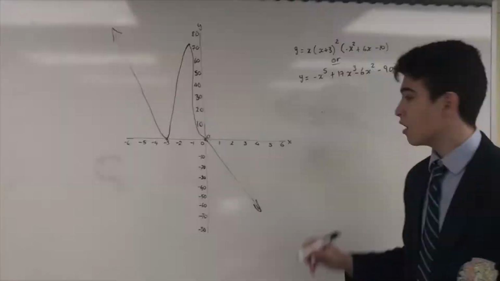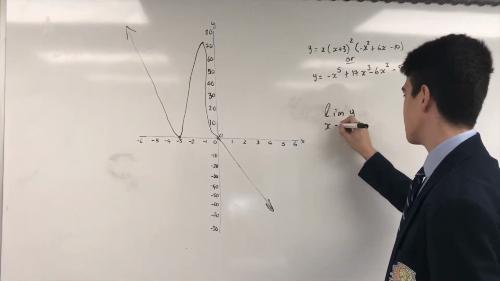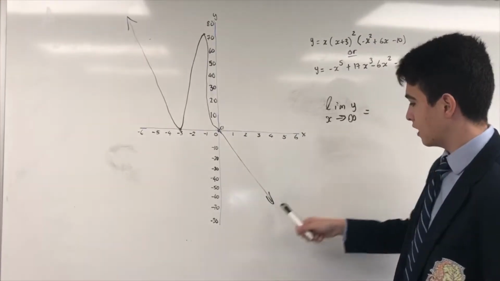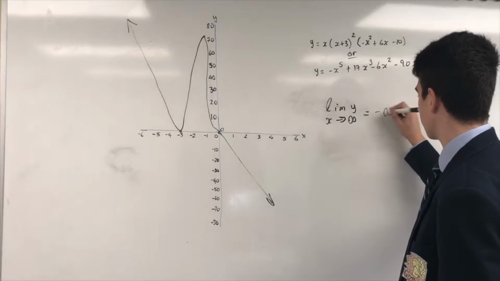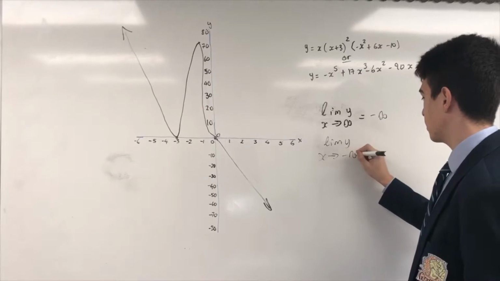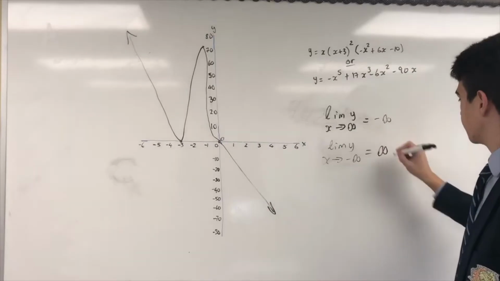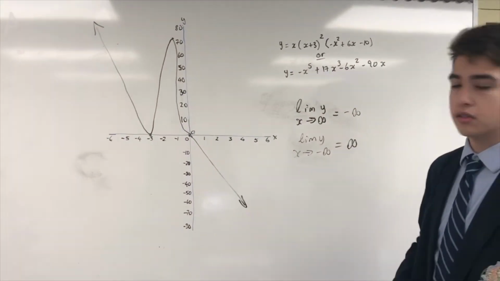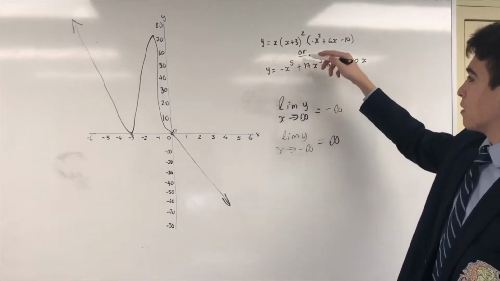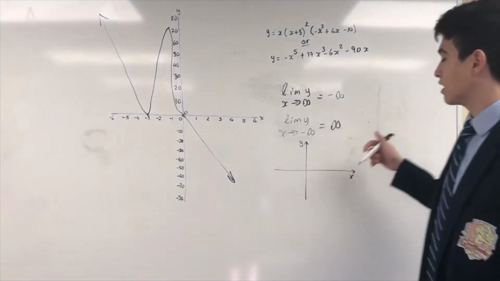Okay, so the long-run behaviors as a limit: as x goes towards infinity, y would be negative infinity. And the limit of y as x approaches negative infinity would be positive infinity. But we really don't need to graph this in order to find the long-run behaviors. We can look at the function y equals negative x to the power of 5, and we can see that the largest degree is odd. We actually don't need the graph to tell the long-run behaviors.